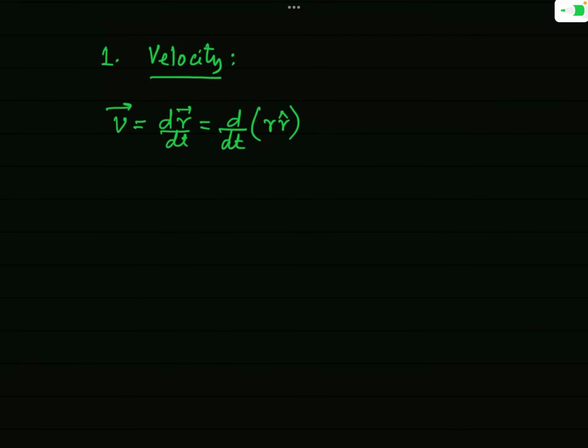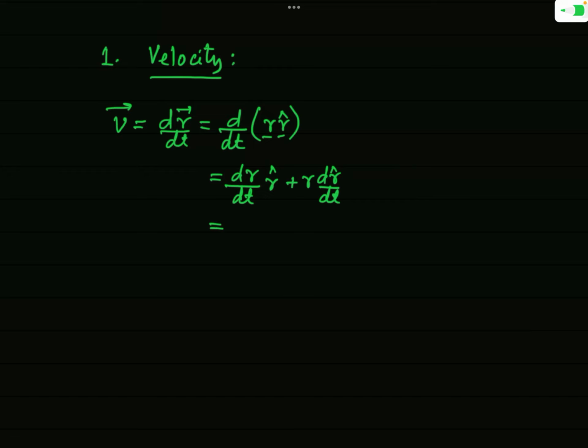Now, during the motion of the particle, this r and r hat both change with time. So this is just a product of two functions. Applying the rule of differentiation of a product of two functions, you can differentiate it. So you can see this will be equal to dr/dt times r hat, plus r times d r hat/dt.